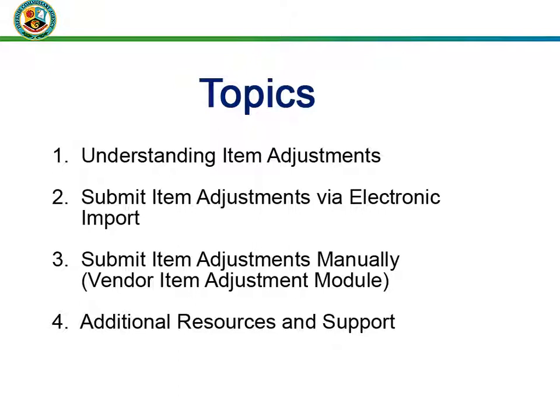entry. We'll cover electronic import first, where you will learn how to download your item adjustments list to create a spreadsheet for entering your item adjustments, also known as deals and promotions, and how to import the completed spreadsheet into PowerHQ. Then, we'll show you how to use the Vendor Item Adjustments module to check the status of submissions, correct any errors in the data, and enter item adjustments manually versus using a spreadsheet.